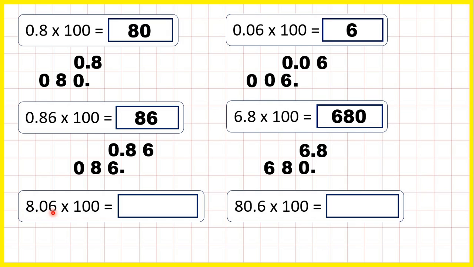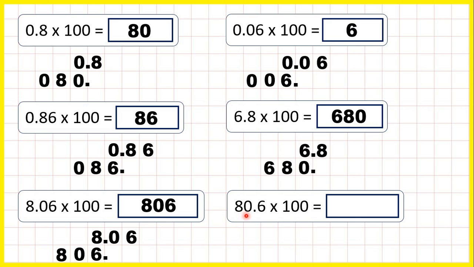Now 8.06, we write the number out, copy down the decimal point, and to multiply by 100, we move the digits 2 squares across, so that's 806. And that answer makes sense, because we know that 8 times 100 is 800, and 8.06 is just a little bit more than 8, so our answer is just a little bit more than 800.